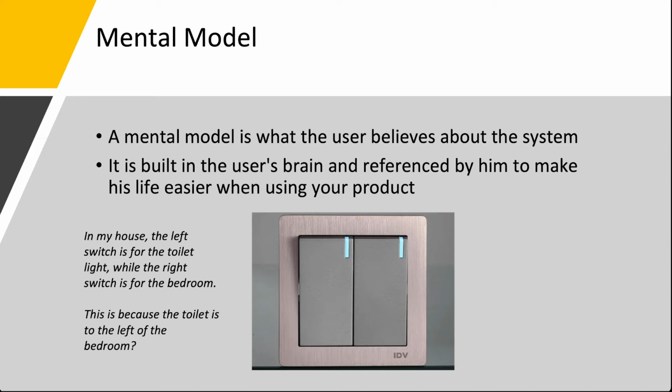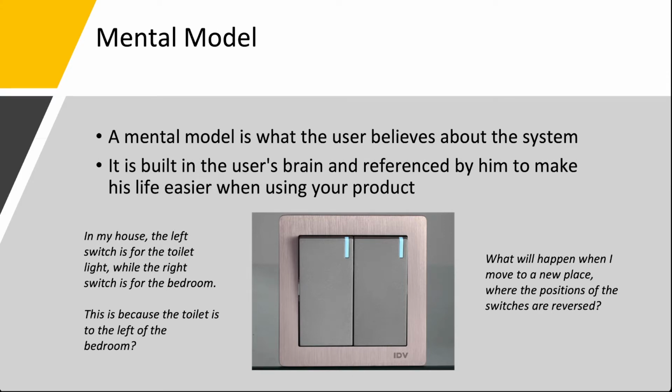But then if you go to someone else's house or you go to a hotel, you will get confused. It will take a while for you to get used to it. At home, you can just go in. You just need to feel the switches with your hand. You know which is the left and which is the right one, and you know that the left one is for the toilet, right hand side is for the bedroom. But if you go to someone else's place, where he's using a different layout, you will get confused. So this is what it means by mental model.